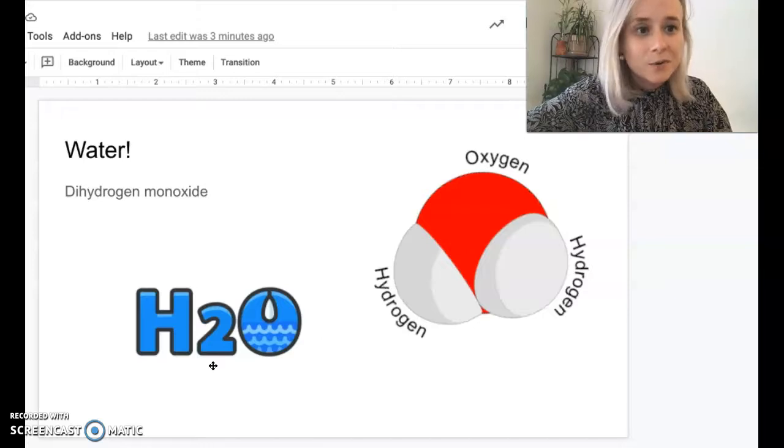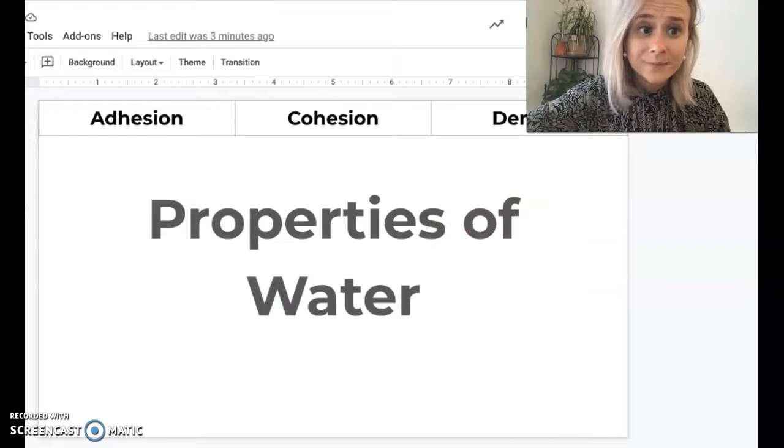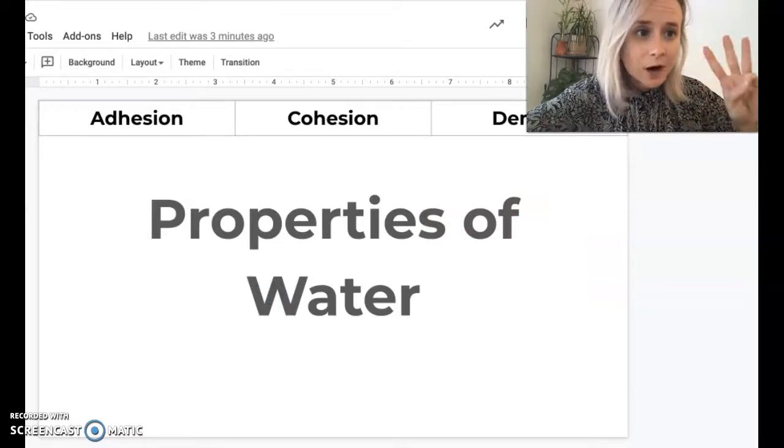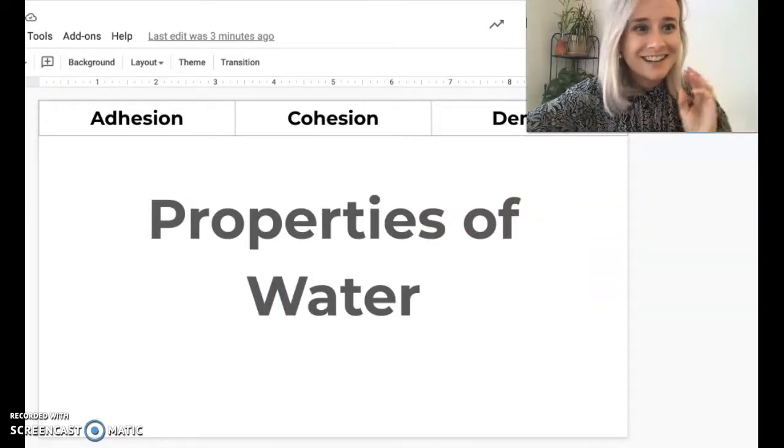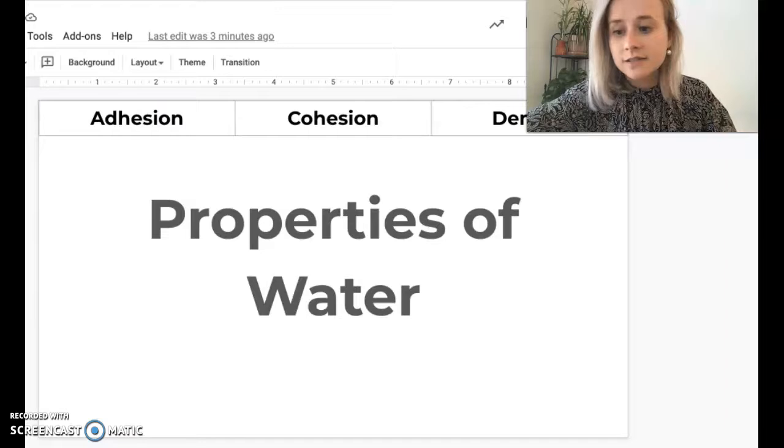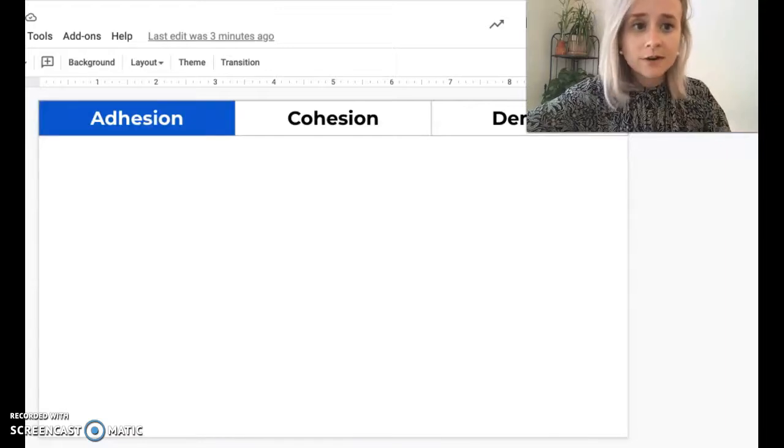Water is H2O, like we talked about yesterday. It's made up of 1 oxygen molecule and 2 hydrogen molecules. Now, we're going to talk about 3 properties of water: adhesion, cohesion, and density. So the first one we're talking about is adhesion.